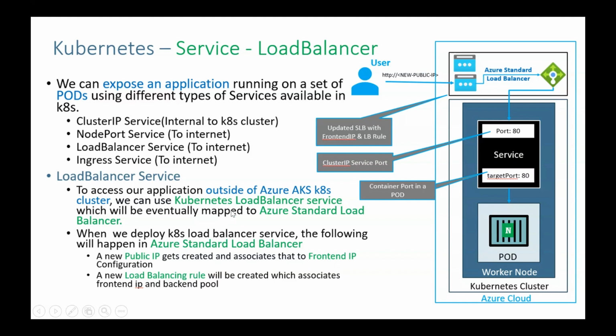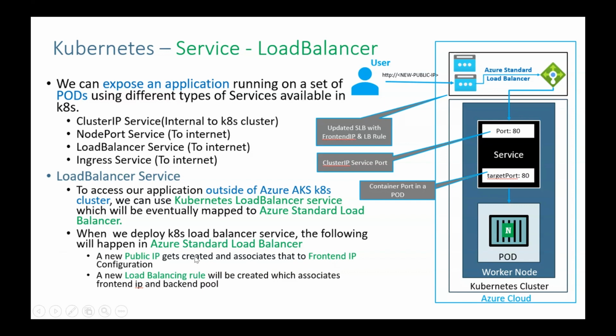Okay, to access our application outside of the Azure AKS cluster, we can use the Kubernetes load balancer service, which will eventually be mapped to the Azure load balancer, which I have already talked about. If you are creating a load balancer service, it will internally create an Azure load balancer resource in Azure, and it will automatically map the backend details, automatically create the rules, and automatically assign the IP address as well.